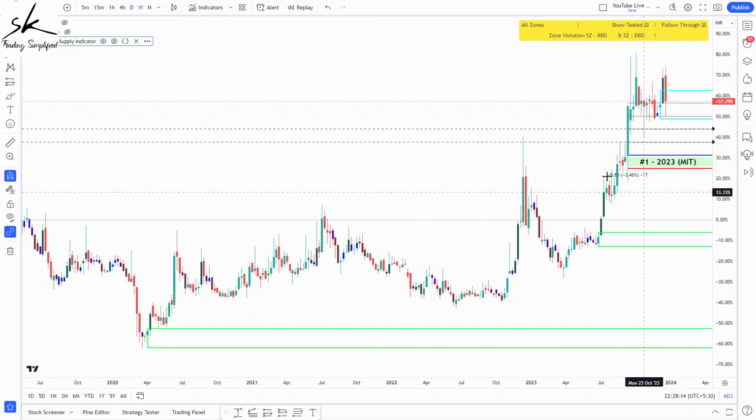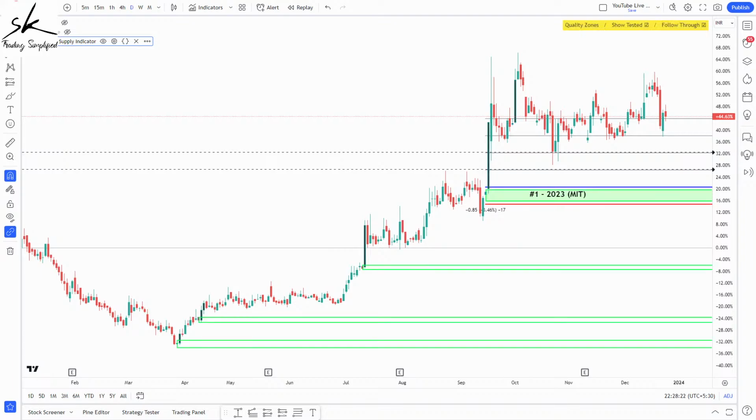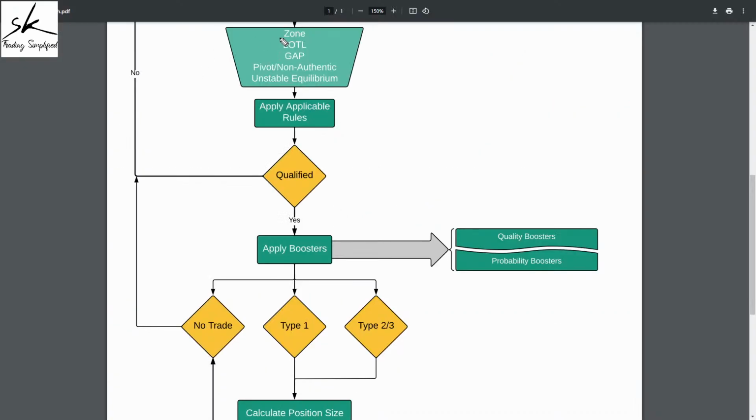Since my lower time frame zone is not coinciding with any intermediate time frame zone, we know it cannot be a case of level on top of level, because like I said, the first condition is that it has to coincide. So level on top of level is not applicable. Now this zone is not because of a gap, therefore we will not be applying the gap rules. Pivot and non-authenticity is also not applicable, because we only apply it to drop-based rallies and rally-based drops. And unstable equilibrium is also not applicable.